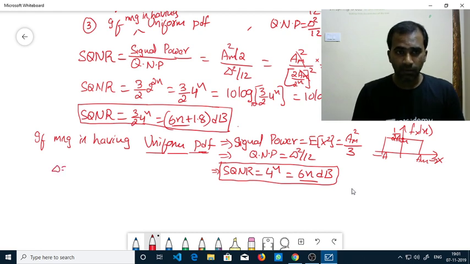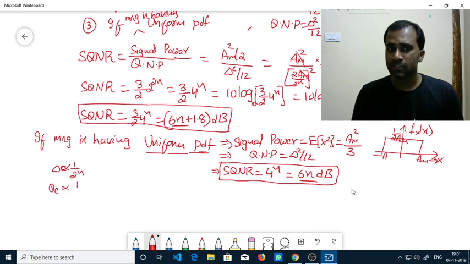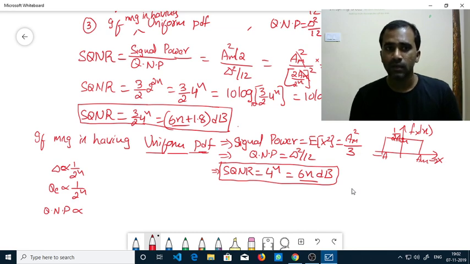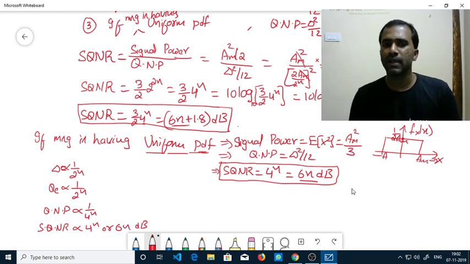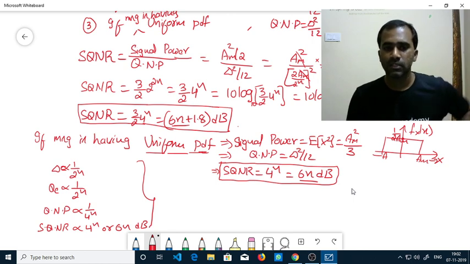For example, if you see the formula for delta, the formula for delta is voltage swing divided by 2 power n. So delta is proportional to 1 by 2 to the power of n. Similarly, quantization error is equal to delta by 2, which means quantization error is also proportional to 1 by 2 power n. And quantization noise bar is proportional to del square. Since del is proportional to 1 by 2 power n, quantization noise bar is proportional to 1 by 4 to the power of n. And SQNR is proportional to 4 to the power of n, or it is proportional to 6n dB. Based on this, a lot of interesting questions can be asked. So I'll tell you one question.